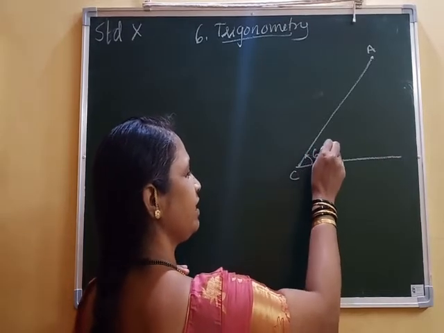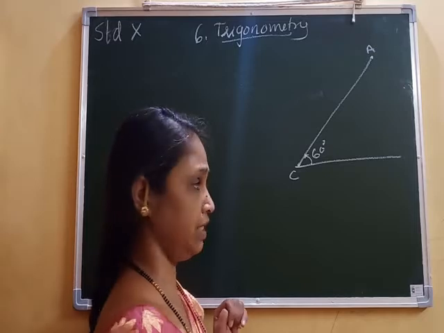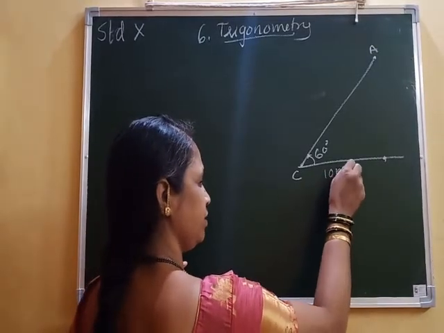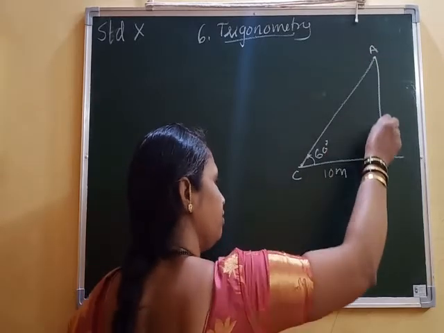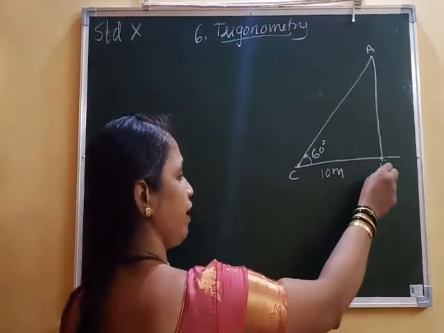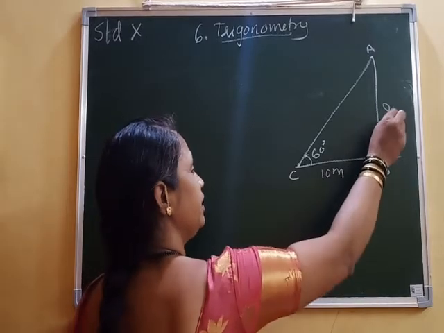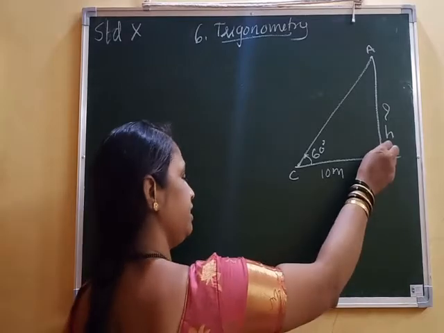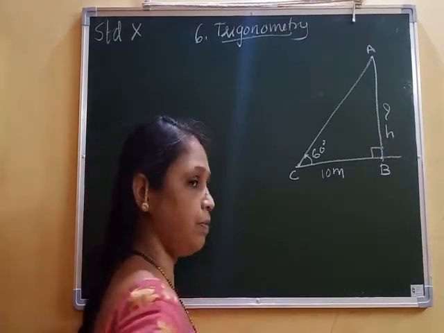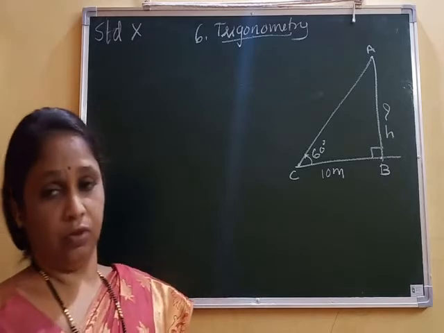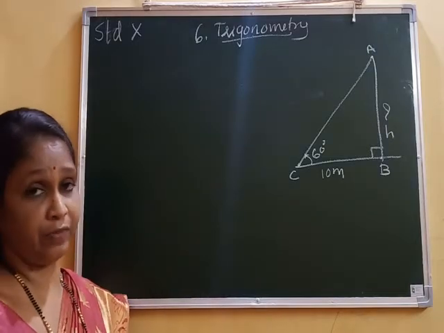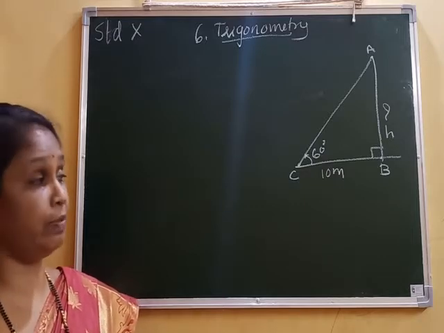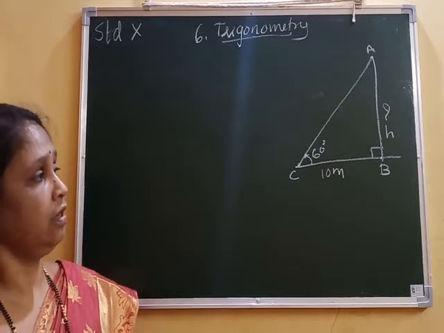How much angle is he making? 60 degree. And how far is he from the tree? That is 10 meter. Okay, this is the figure we have got. What do you want to find? You want to find the height of the tree. Now here, this distance is always perpendicular. So which figure is formed here? A right angle triangle has formed. Now we know the trigonometric ratios, by using this we can find the distance.